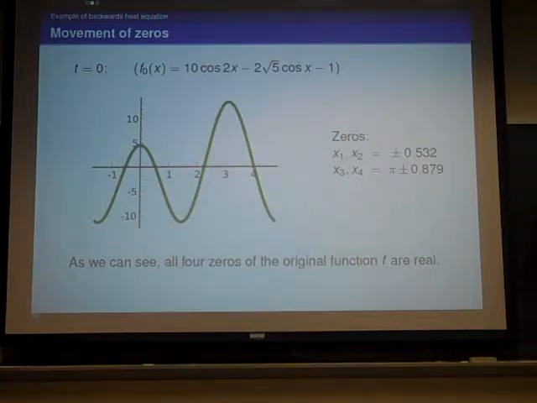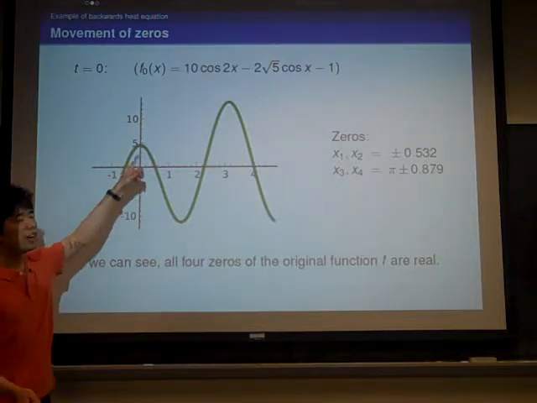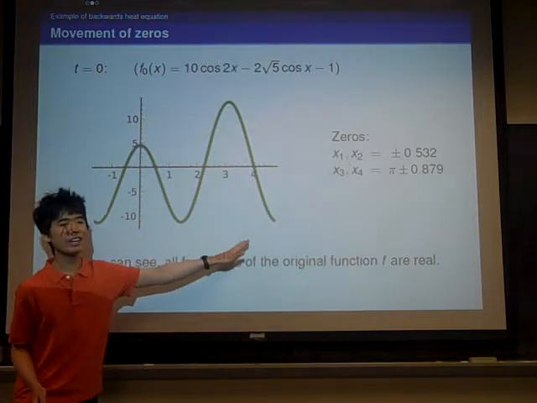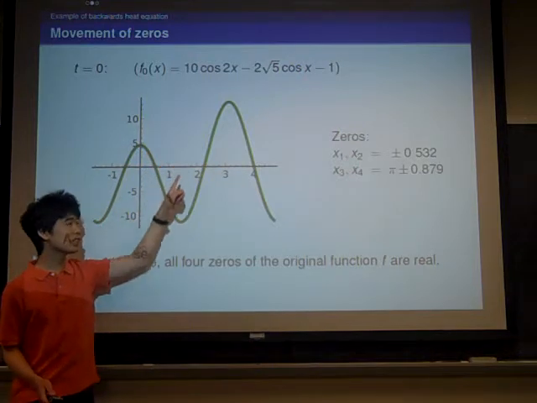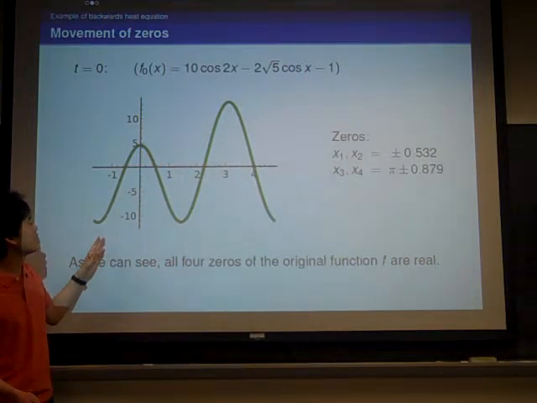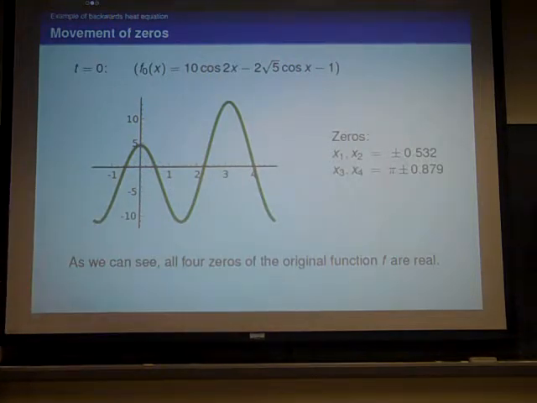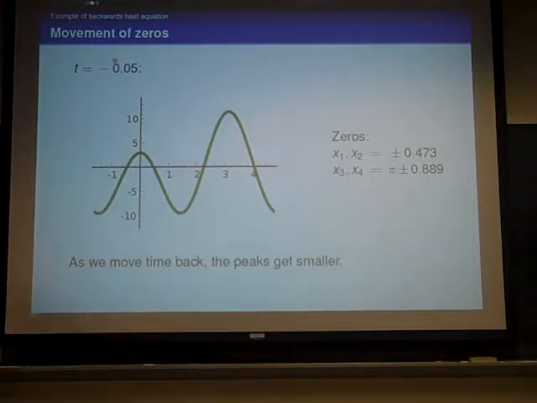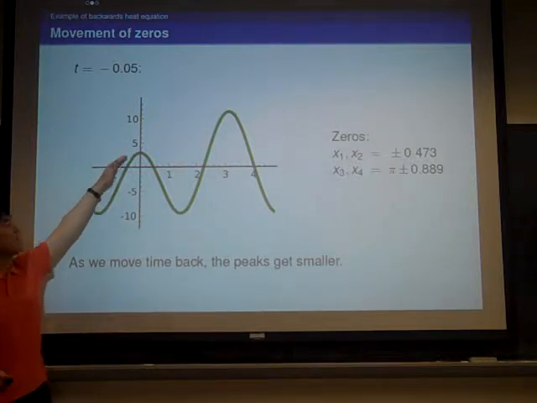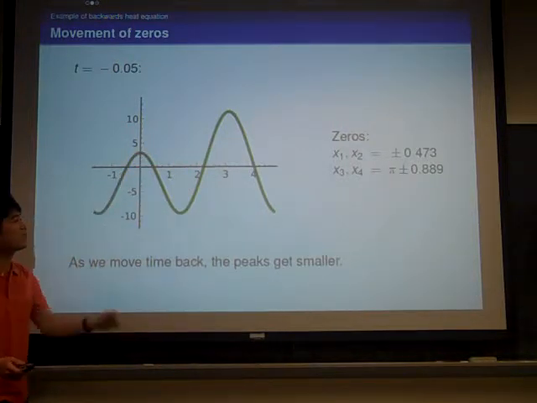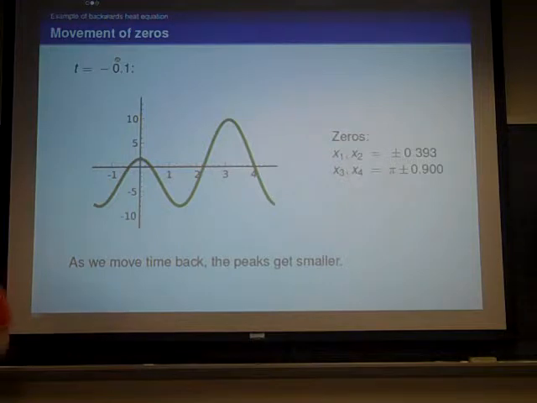So let's start at t equals 0. Notice that it's a periodic function, so we plotted it for one period. And because of the cosine 2x, we expect there to be 4 zeros in this period. And we can see them very clearly over here. Now we're going to move time backwards and see what happens to this function. So let's move t down to the negatives. In that case, the function looks very similar, except the sharp peaks got a little smaller. And if we keep doing that, it keeps happening.